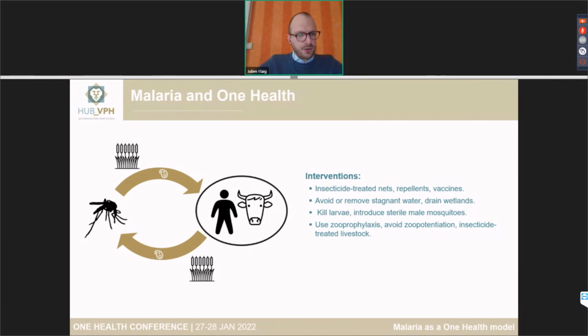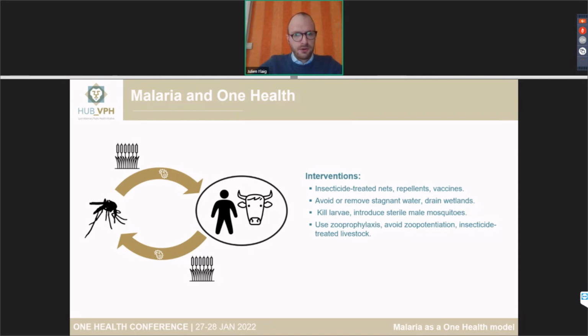Other interventions will try to destroy mosquitoes' breeding sites, that is, change the environment. And this is interesting because changes in land use can have very complex implications and sometimes even adverse effects. There are also interventions that try to control mosquitoes more directly by simply killing them or introducing sterile male mosquitoes. And finally, some livestock-based interventions have also been proposed. For instance, using livestock to distract mosquitoes from biting humans.